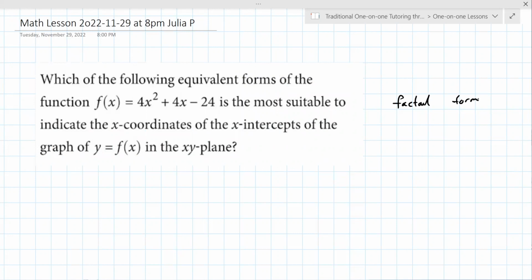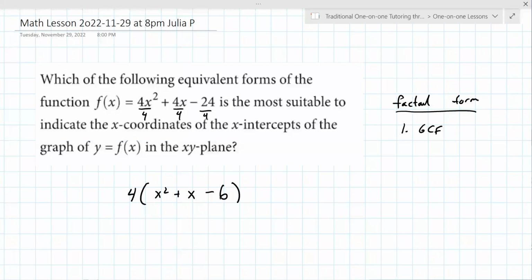And I wanted to use this problem to illustrate the things that you would do for factored form. So the first thing you would do is always look for a greatest common factor. Is there a greatest common factor that you see in here? 4. So you take a 4 out of each of them. What would go inside parentheses when you divide each of these by 4? X squared plus x minus 6.